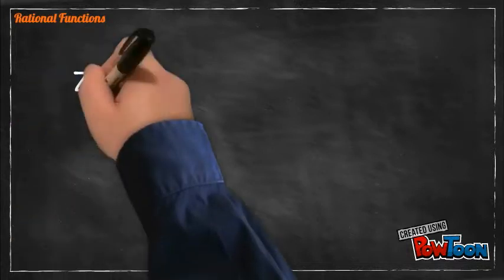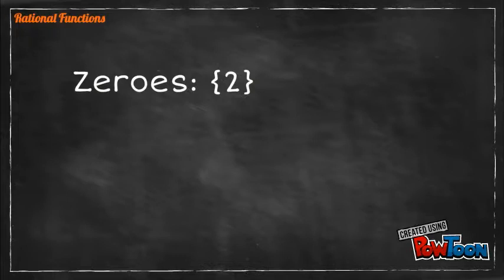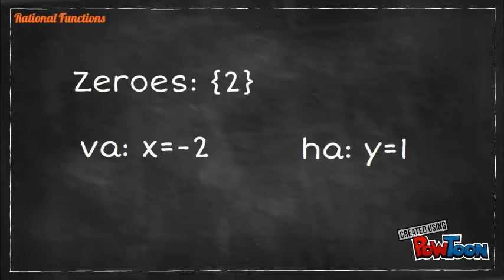The zero of the rational function is 2. The vertical asymptote is x is equal to negative 2, and the horizontal asymptote is y is equal to 1. Now let's sketch the graph.